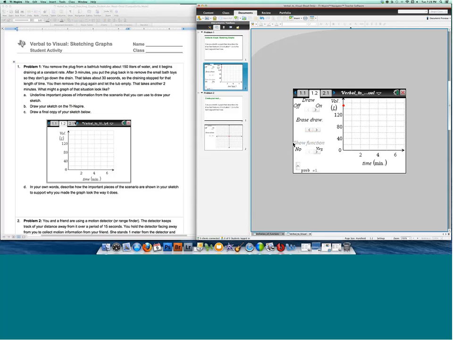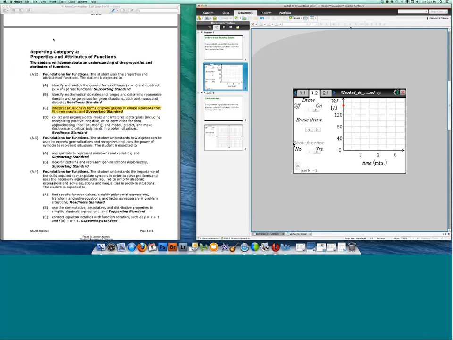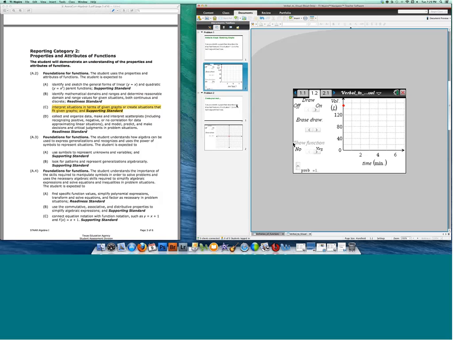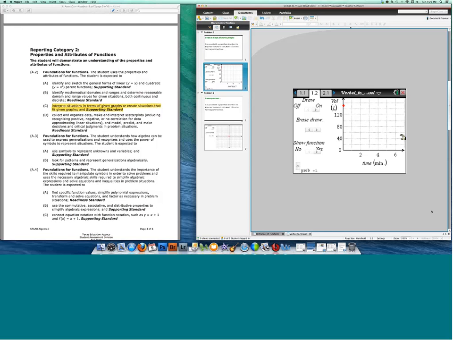So how does this connect to the standard? Interpret situations in terms of given graphs, or create situations that fit given graphs. I know Melanie mentioned that you can ask students to tell what the line is doing and introduce the term decreasing. Very much so. Go ahead. Yep, I was just going to mention that. That was a previously asked question, but I want to make sure that got mentioned.